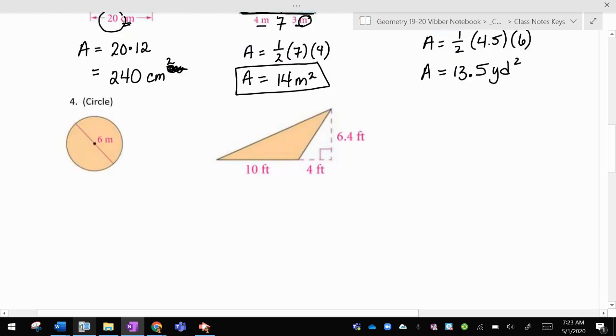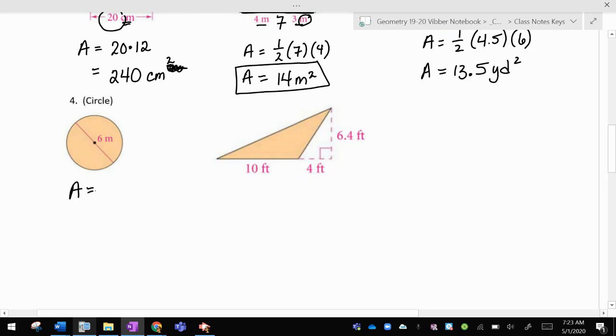Okay, circle, area of a circle is pi r squared. So this is going to be pi times, oh, they tried to trick us. This 6 isn't the radius, that's the diameter. So my radius is 3. So this would be 1/2 pi times 3 squared. So pi times 9. And then usually we put that 9 out in front. So that's going to be 9 pi square meters.